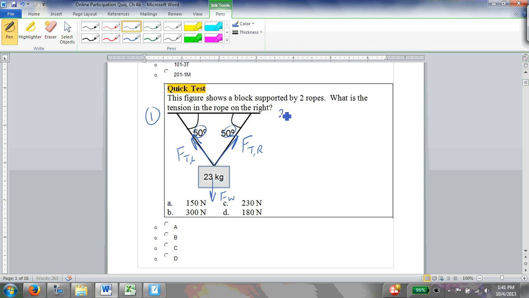On step two, I'm going to draw the force vectors on a vector diagram, labeling the angles appropriately. This is 50 degrees. This is force tension on the right. Force tension on the left. This is 50 degrees. If you're not certain about that being 50 degrees, let me show you.